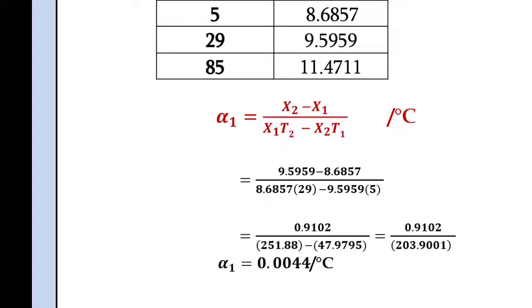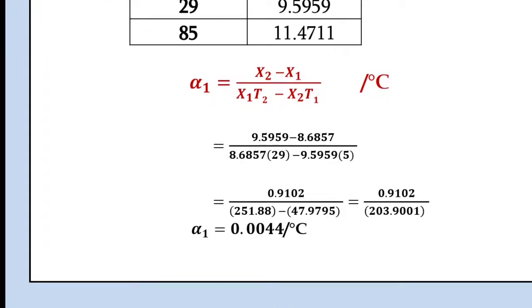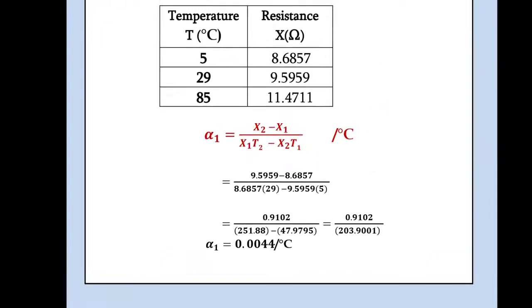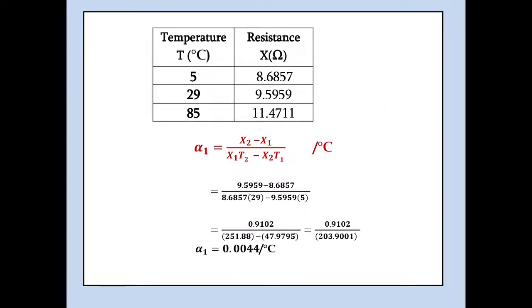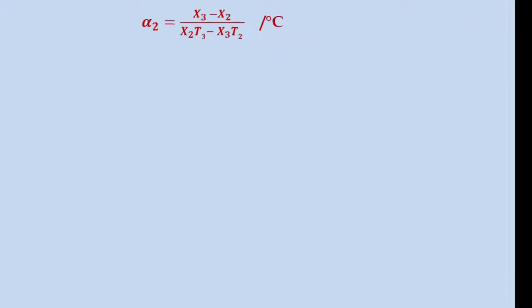Then subtracting the numerator and multiplying and subtracting the denominator, we get 0.9102 divided by 203.9001. So alpha comes out to be 0.0044 per degree centigrade. So this is the first combination for alpha. The next combination is between x2 and x3. So that is calculated as alpha 2.